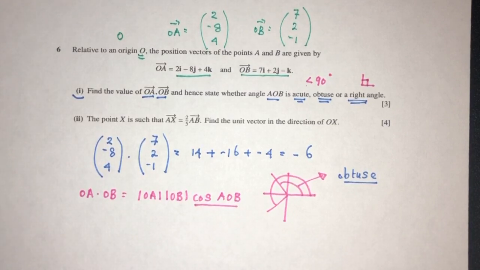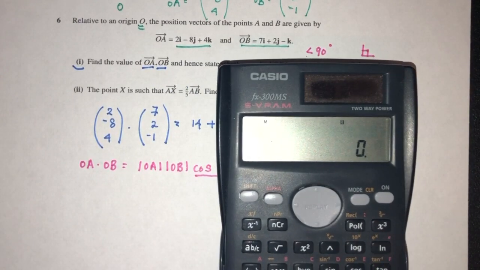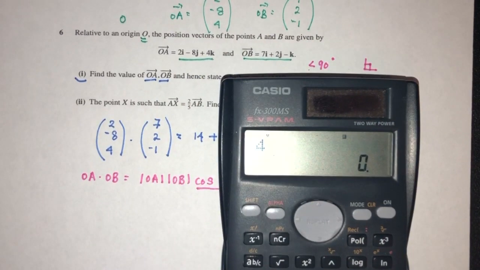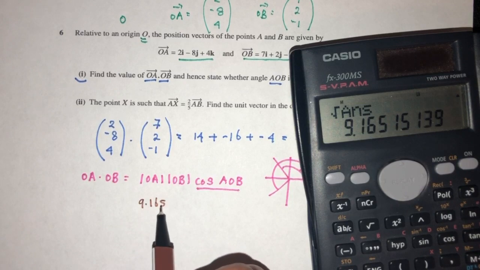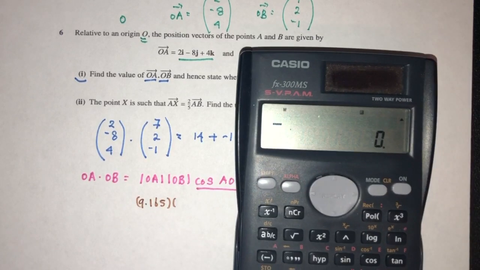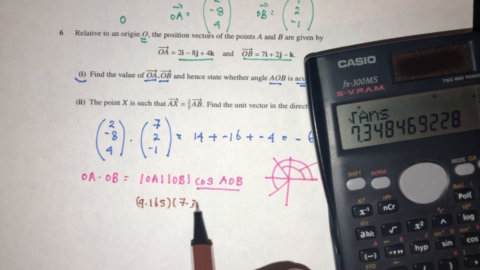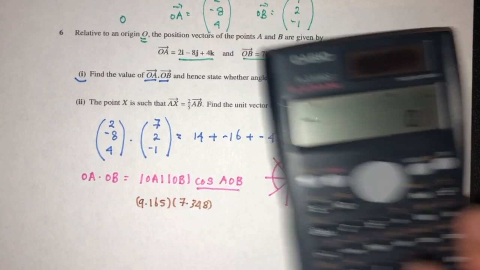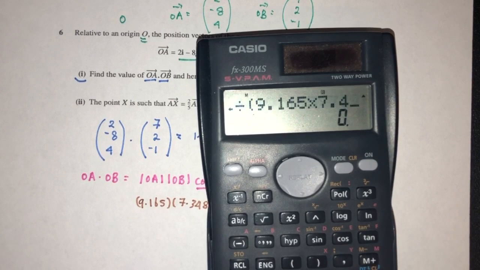Now, if you still want to double check, you can always solve the equation and find the values. For example, what is the magnitude of OA? Square everything: 2 squared is 4, plus 8 squared is 64, plus 4 squared is 16. Root of the answer is 9.165. And OB, same thing, 49 plus 4 plus 1, root, is 7.348. So here we have minus 6 divided by 9.165 times 7.348.